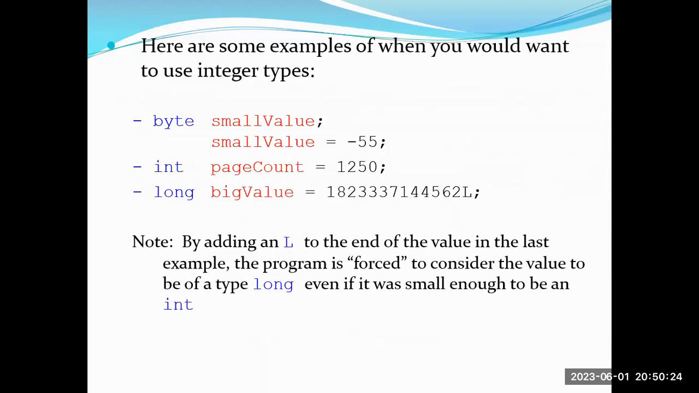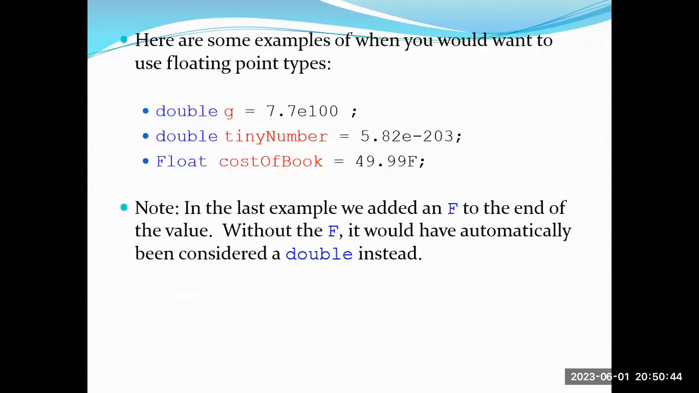So there's an example. If I say byte smallValue, I can store -55, but I cannot store even 1,000 in byte. If I say int pageCount, for example, I can store in thousands, in millions. You understand? Then if I say long bigValue, I can store much bigger stuff. I'll review all these things before I give it to you.